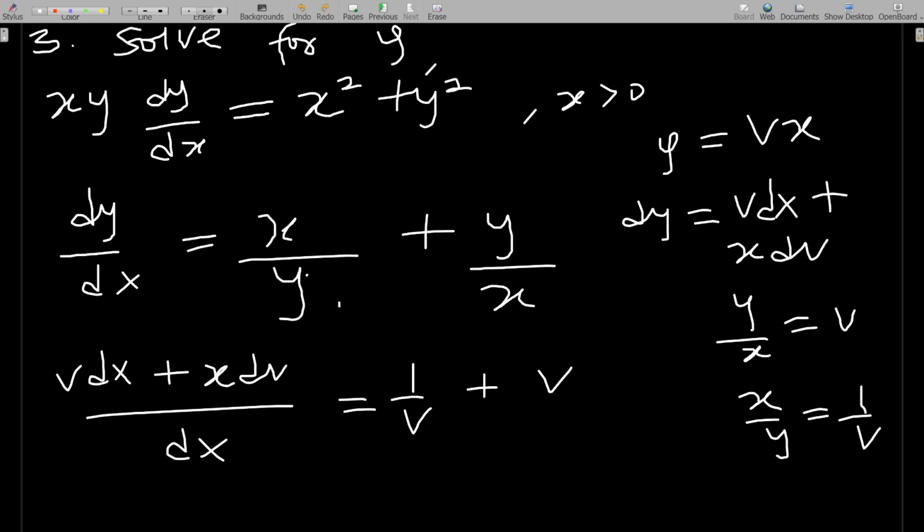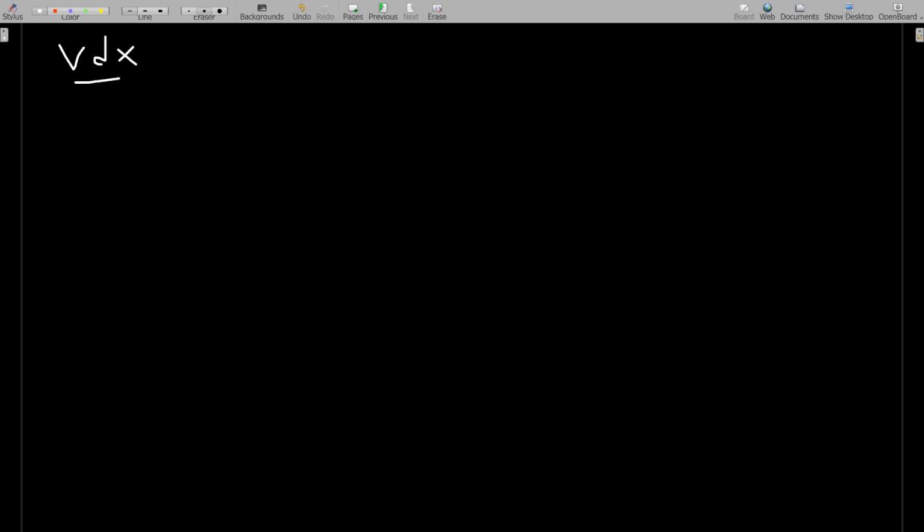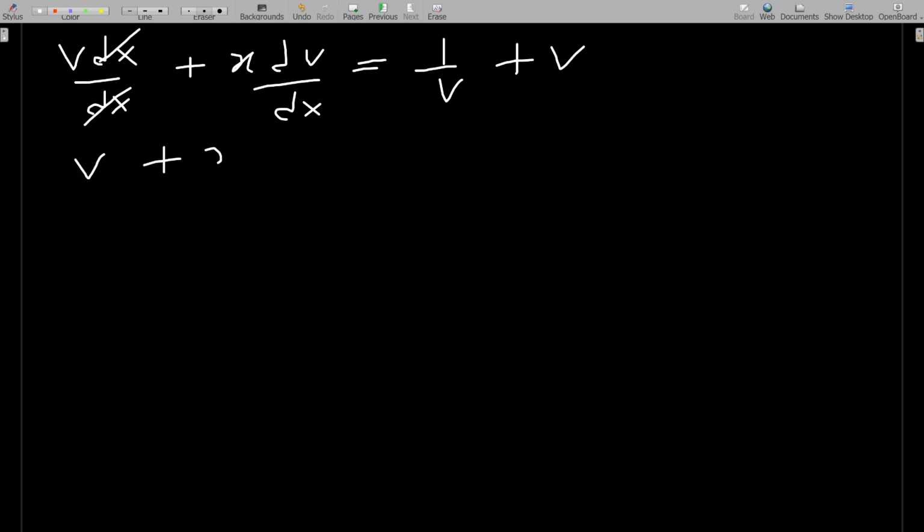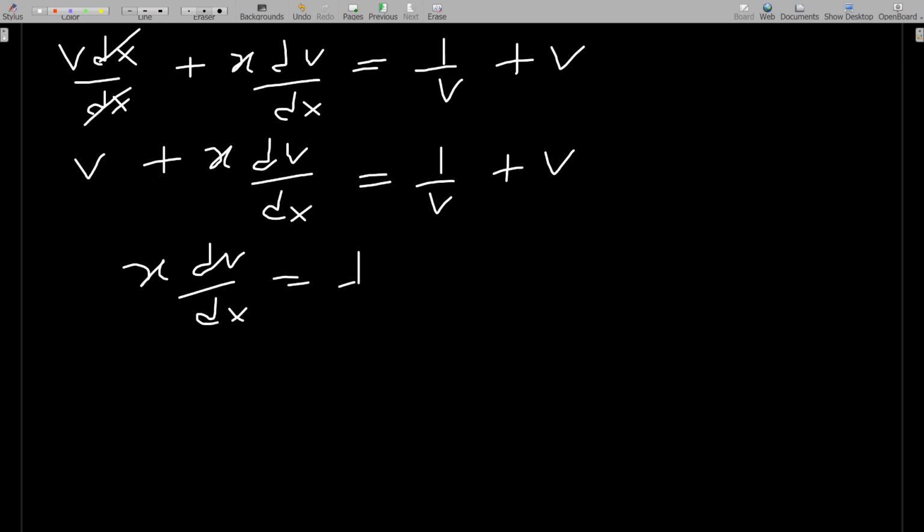Okay, let me rewrite it here for you. When I divide through by dx, I have v dx over dx plus x dv over dx. This is the left side of the equation. This is equal to 1 over v plus v. So you have v plus x dv over dx equal to 1 over v plus v. So x dv over dx is equal to 1 over v plus v minus v, and this minus v will go, so I have x dv being equal to 1 over v dx.